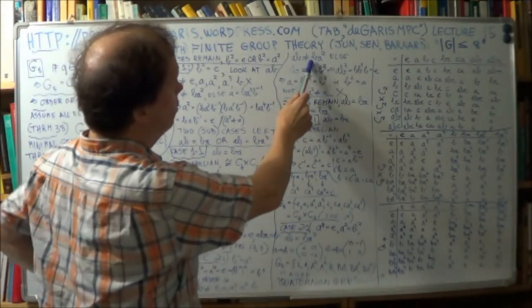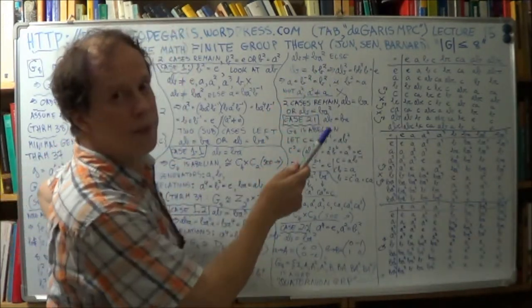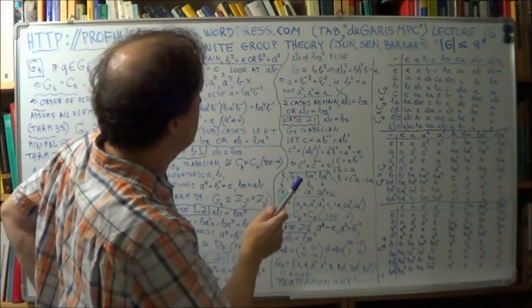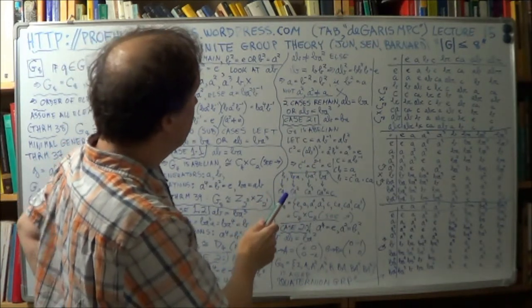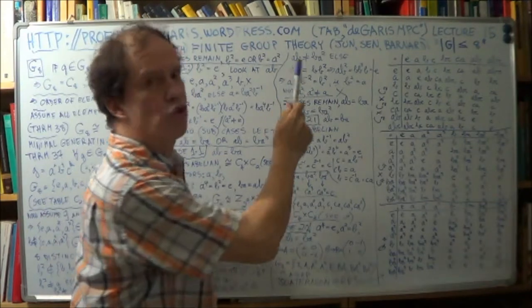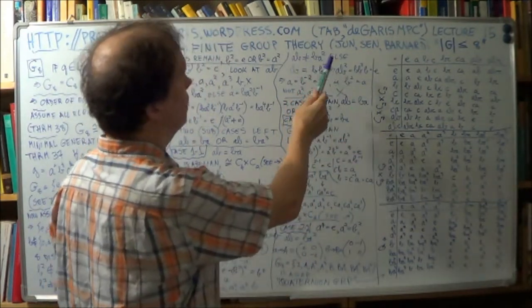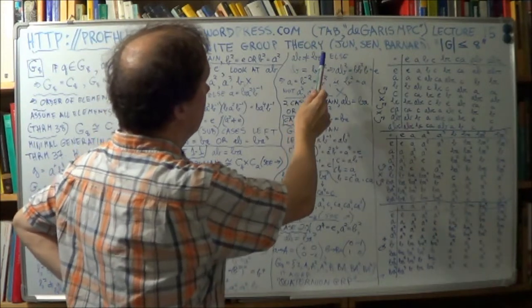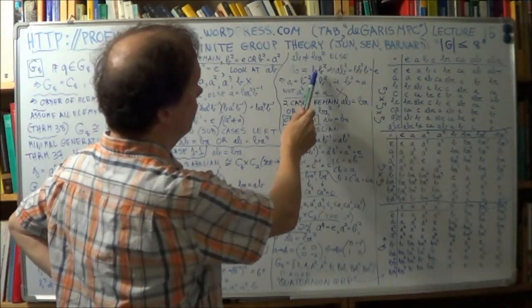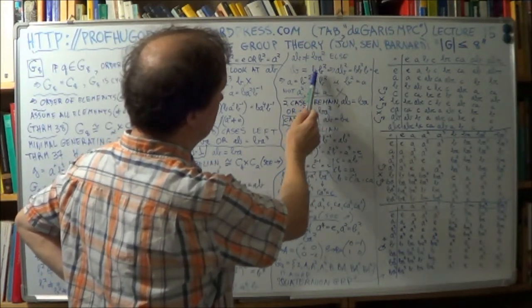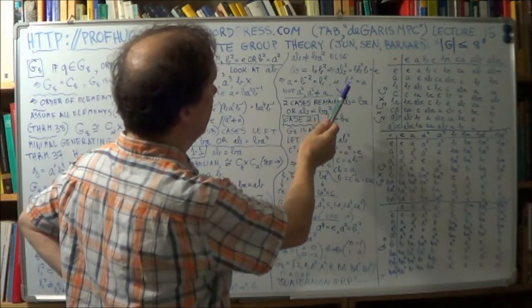AB cannot be equal to BA squared. Why is that? Well, let's prove that that's the case. Let's assume that it is true, and we'll get a contradiction. So let's assume that AB is equal to BA squared. And now A squared is B squared, right? So you get here B squared, there it is, B squared.